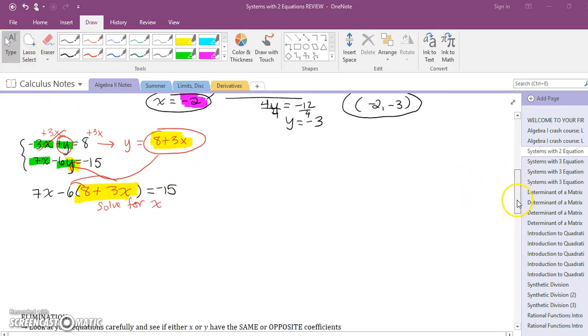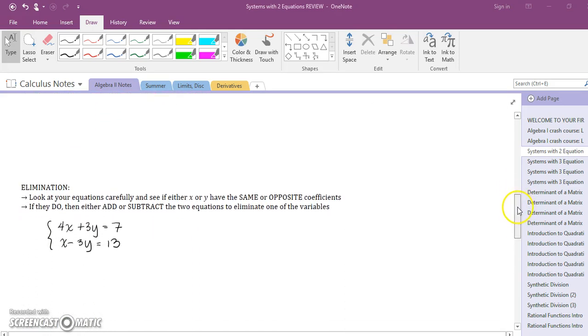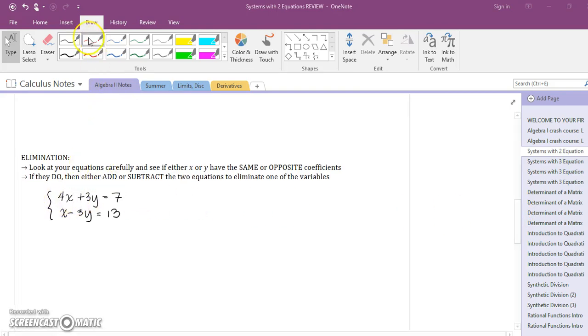Let's go ahead to the other method, which is elimination. Elimination is also a very good method, especially whenever they are both in standard form. And remember, standard form is ax plus by equals c, because it's very quick to add or subtract and do this method. Now, elimination, what you're going to do is first look at your equations carefully and see if either x or y have the same or opposite coefficients. So the number in front of the variable, are they the same? Are they opposite? If you're lucky this happens. If they do, you either right away can add or subtract the two equations to eliminate one of the variables.